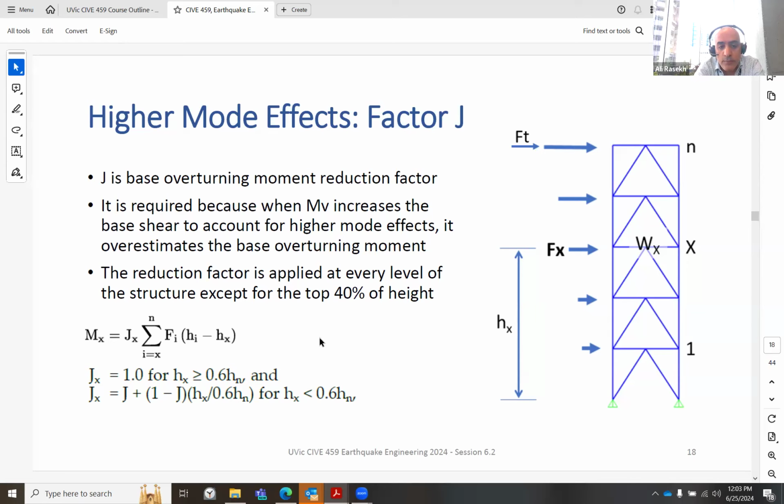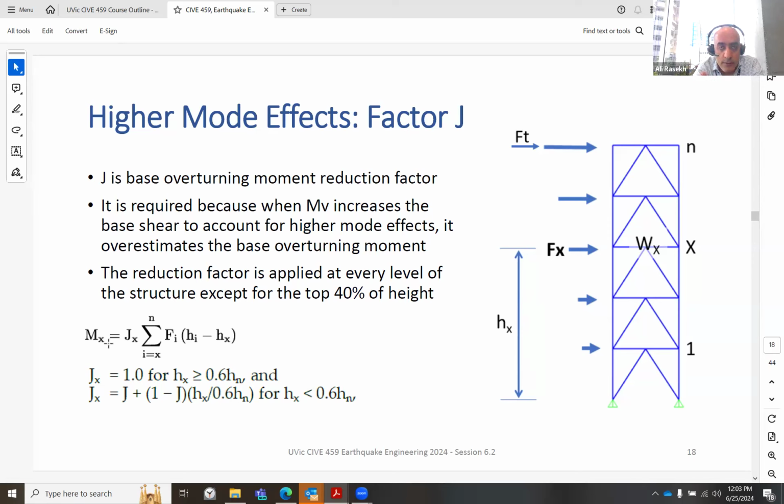The reduction factor is applied at every level of the structure, except for the top 40% of the height. So we don't really apply it to the top 40%. The base 60% we apply.